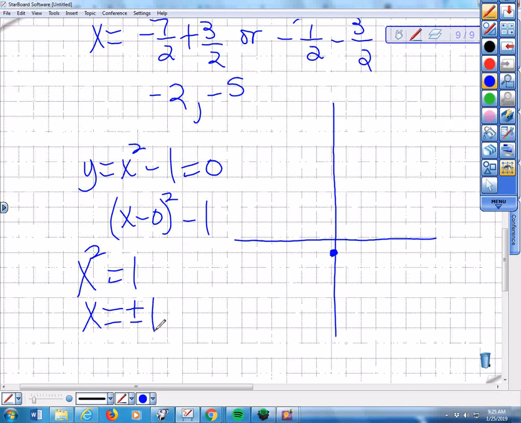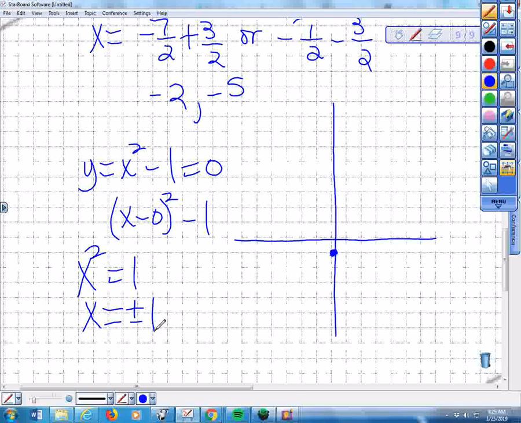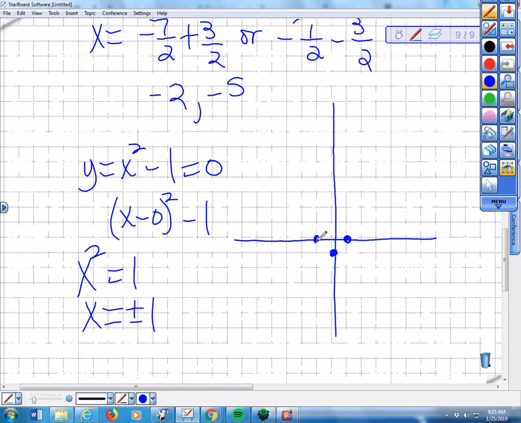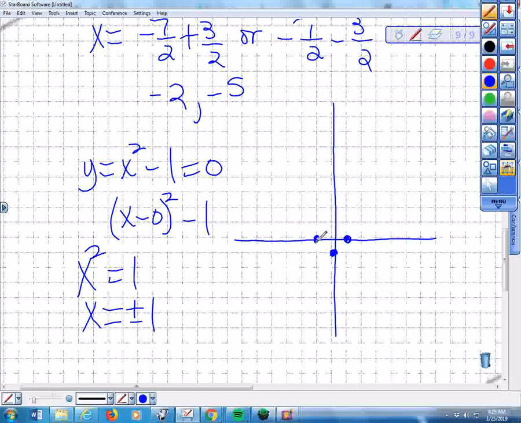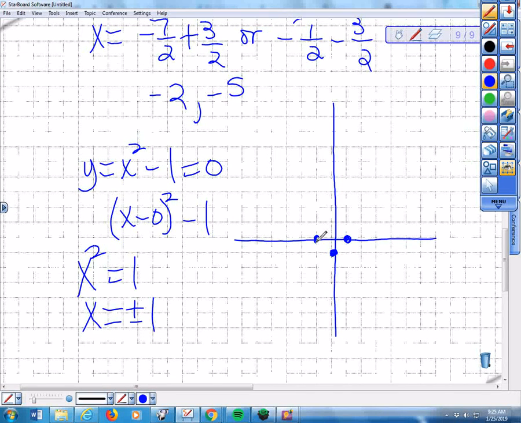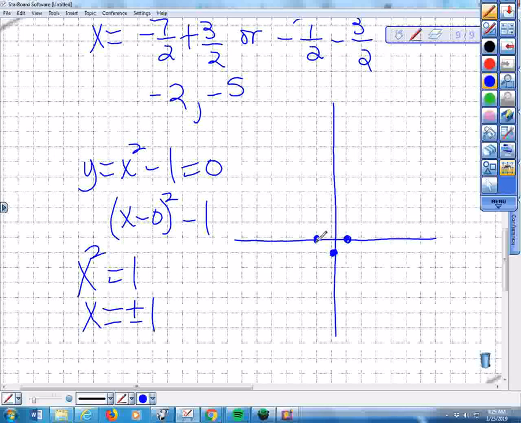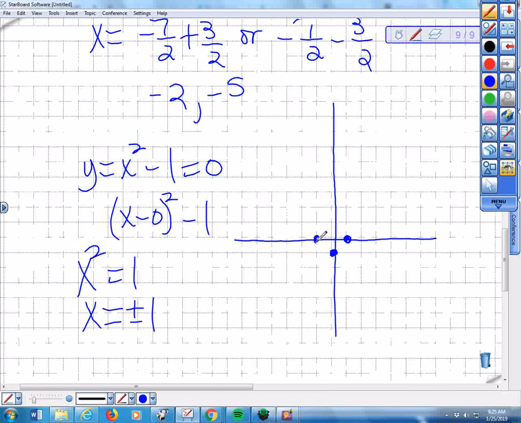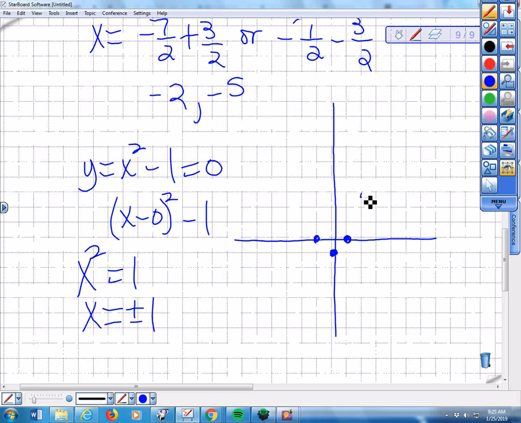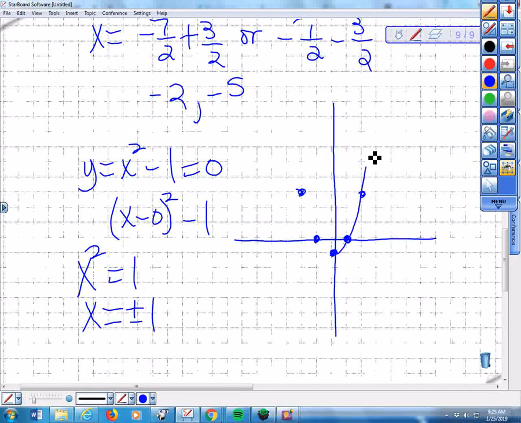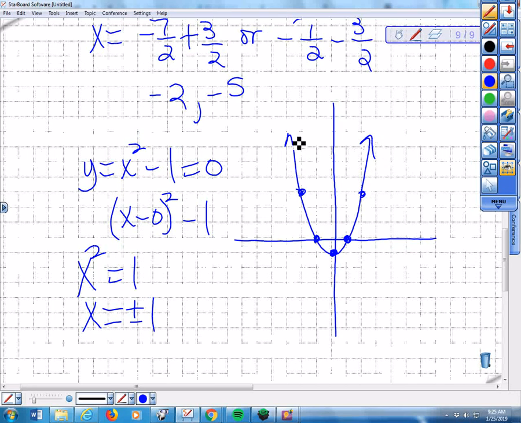My zeros happen to be at 1 and -1. Now I have 3 points. Well, if I can find one on the right side, I can just mirror it over the y-axis because that's the axis of symmetry. So let's say when x is 2. When x is 2, 2 squared is 4 minus 1 is 3. So it's going to be -2. I have my 5 points. And I can graph.